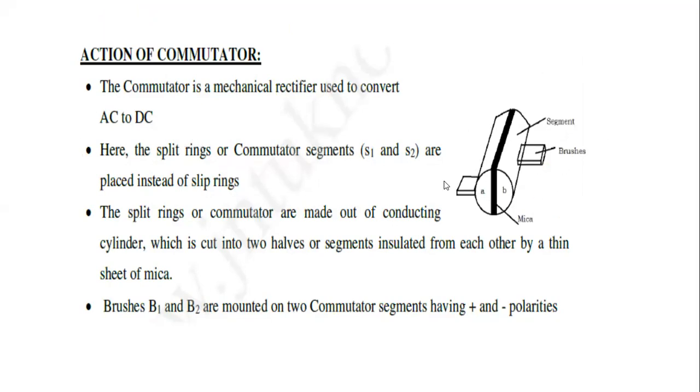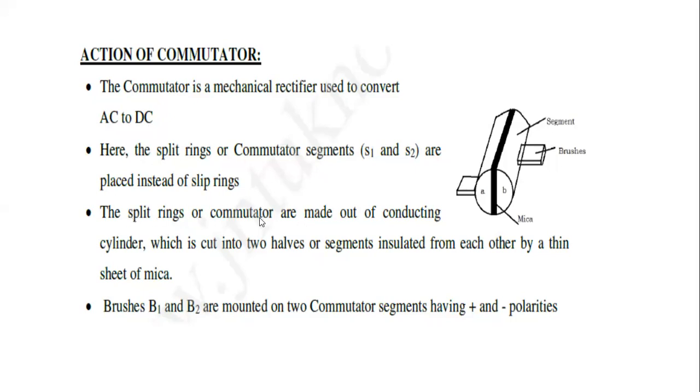This is the commutator cross-sectional view. Here, the split rings are the commutator segments, that is S1 and S2, placed instead of slip rings. By using these split rings we can convert the AC to DC current.